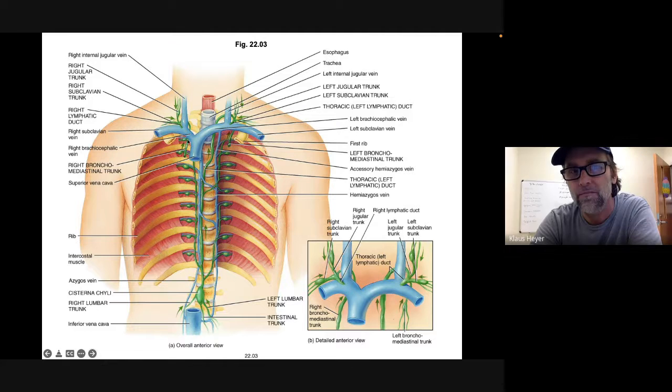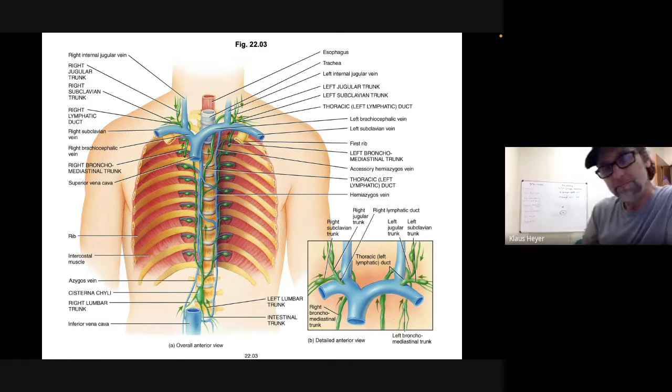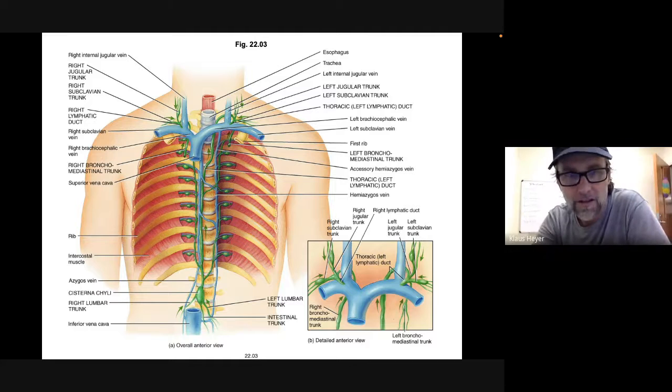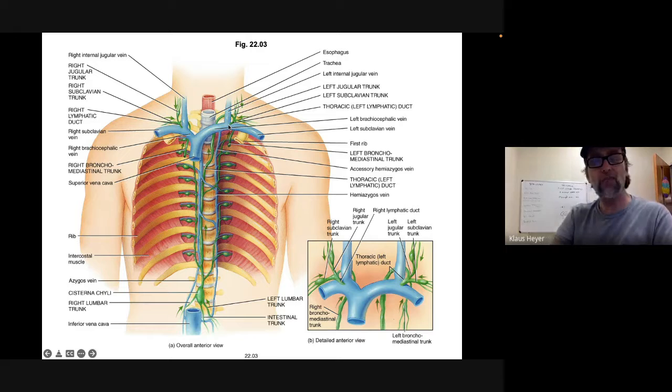So there it is. Here's the left one. The left one is a lot bigger. It starts all the way down at this lump called the cisterna chyli. And then let's just follow it up. It's right here. This is called the thoracic duct, or left lymphatic duct. Just follow it with the arrow. There it is. And it's going into the left subclavian vein. So that's where it ends.